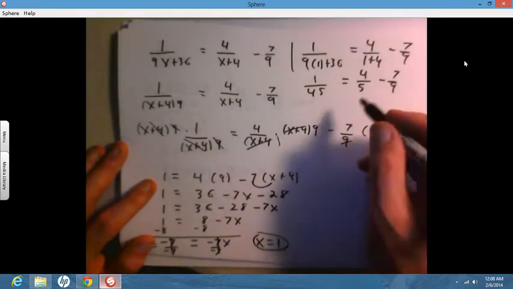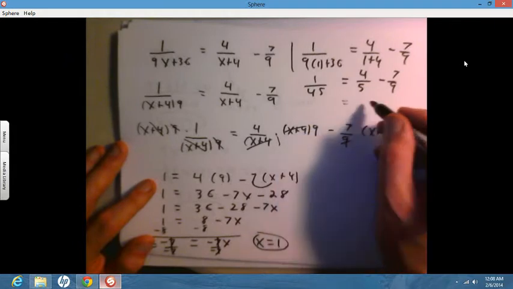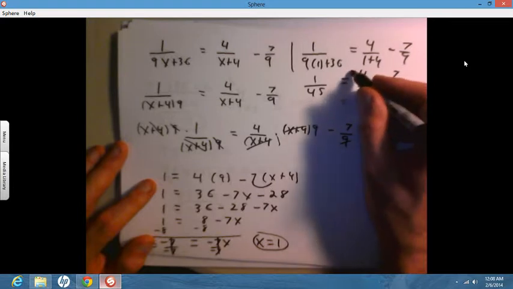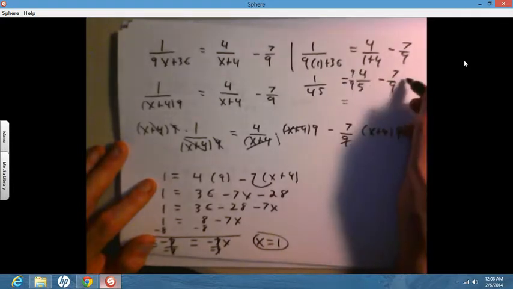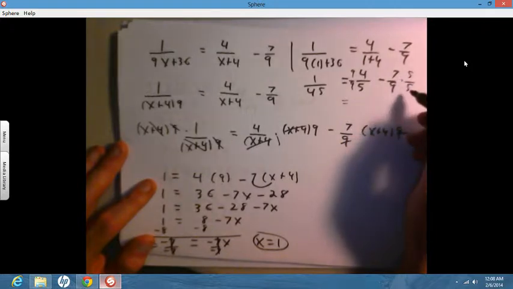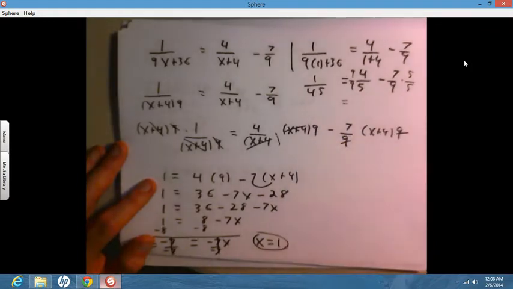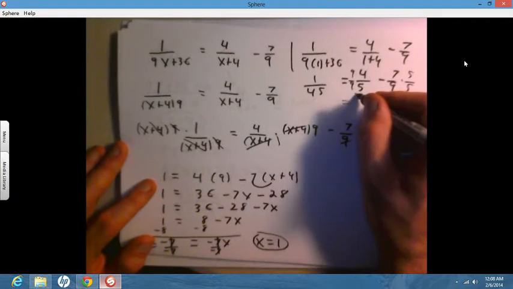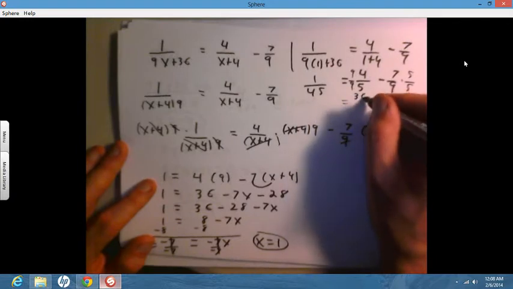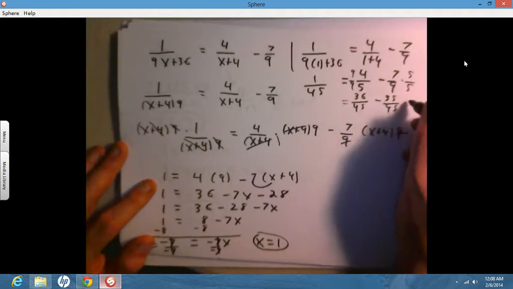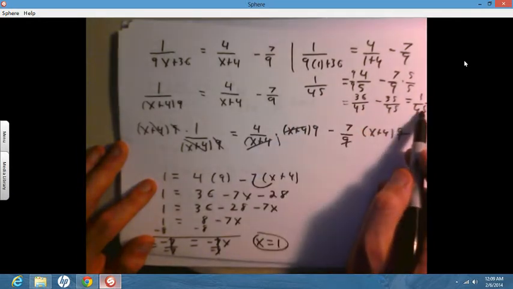And the right-hand side is going to be, multiply top and bottom by 9. Multiply top and bottom by 5. 9 times 4 is going to be 36 over 45 minus 7 times 5 is 35 all over 45, which is equal to 1 divided by 45. So 1 over 45 on the left-hand side, 1 over 45 on the right-hand side, and that means x equals 1 is the solution. Okay? Actually, it's the only solution.